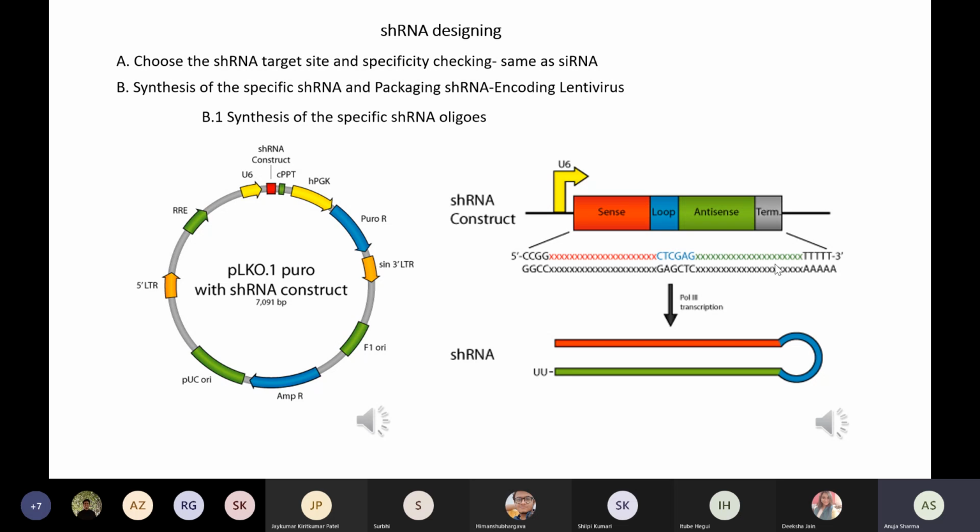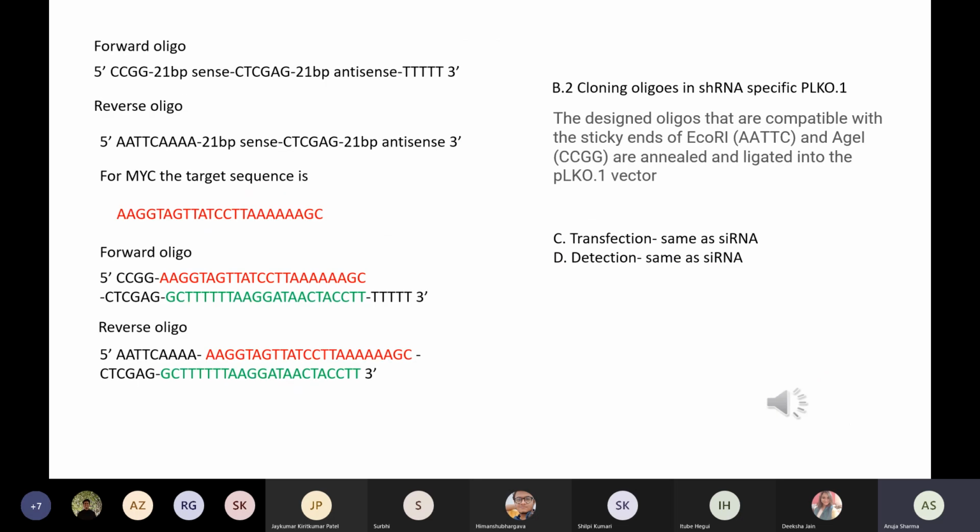So there are repeats of it, and that will be your forward oligo, and then you take its reverse complement, which will be your reverse oligo. Then there will be two overhangs, like double T, or double U in the case of RNA, which is required for the Dicer binding and all. So maybe in the next slide you'll get a better idea. Let me take you there. Okay, I'll just play first, then I'll discuss.